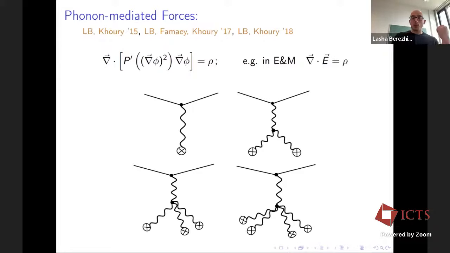Moreover, one can realize that the equation of motion of these phonons of the superfluid in general takes some form of this sort in the stationary limit. Here P is an arbitrary function that is usually determined by the properties of the superfluid, in particular by the equation of state. So by having different superfluids, you would just have different equations of this form for the phonon. And the idea was that one could use this phonon to mediate a long-range force.